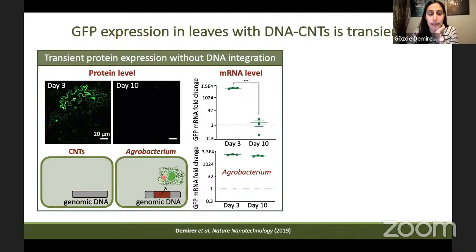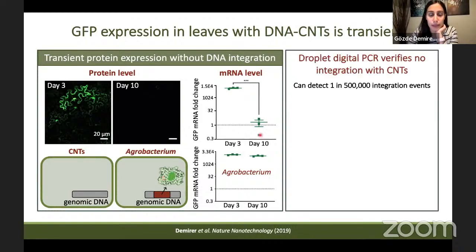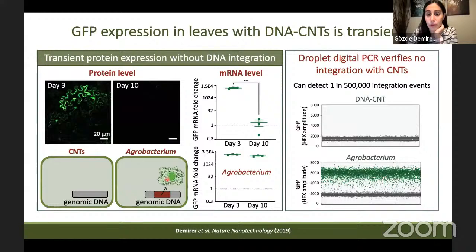So to validate this hypothesis even further, we used a method called Droplet Digital PCR. So this is a very sensitive method that can detect even one integration event out of 500,000 integration events. So when we treat our plants with the carbon nanotubes and Agrobacteria, and after a certain time, when we look at the genomic DNA, we could see if there are any integration.